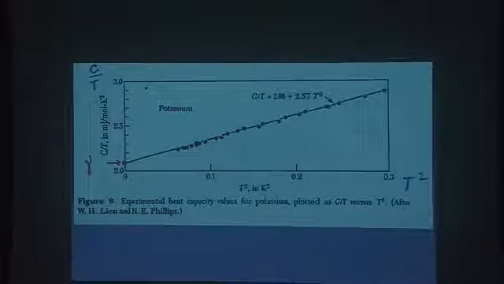So often in the literature, you would find these types of plots that help you disentangle the two contributions to heat capacity from electrons and phonons. Any other questions?